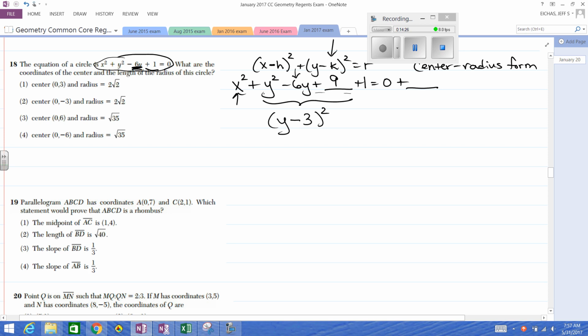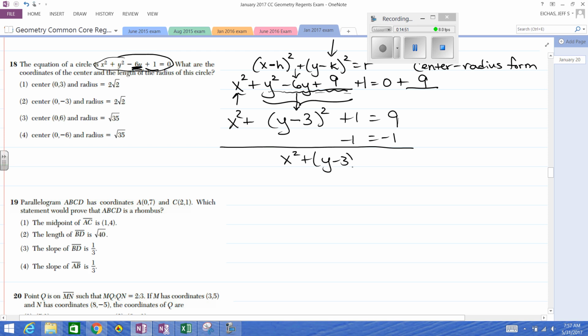Basically, try to understand that these 3 together are equivalent to y minus 3 quantity squared. Now, whatever you do to the left, you've got to do to the right to keep that balance. Just bring these down along. The plus 1, 0 plus 9 is 9. We're going to subtract 1, and we have x squared plus y minus 3 squared equals 8.